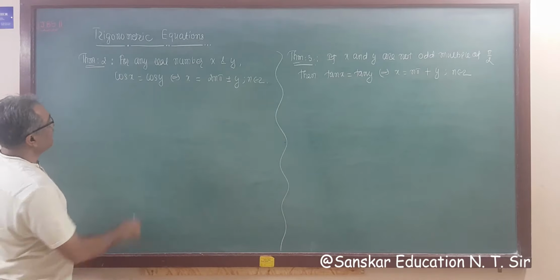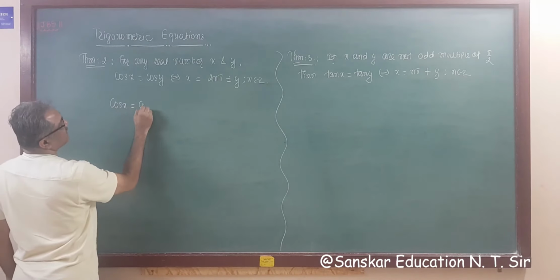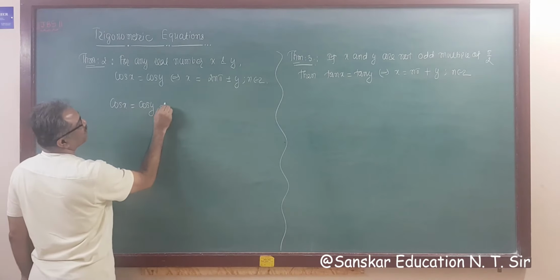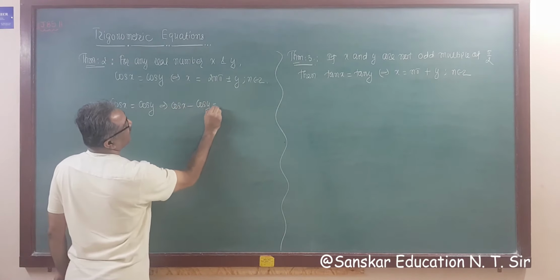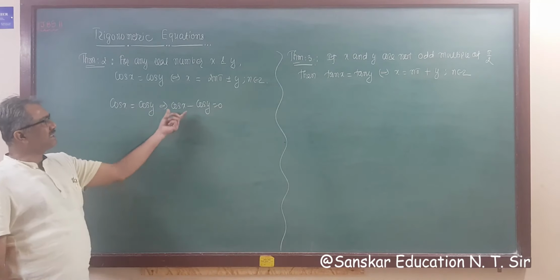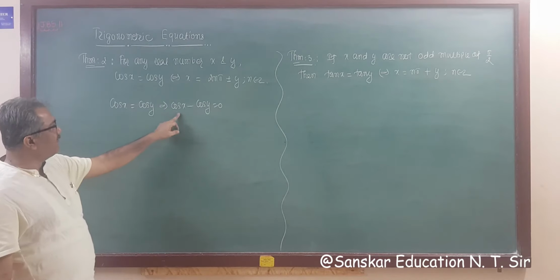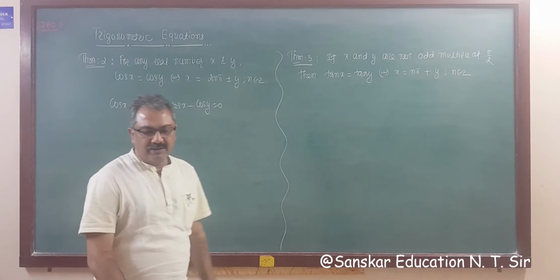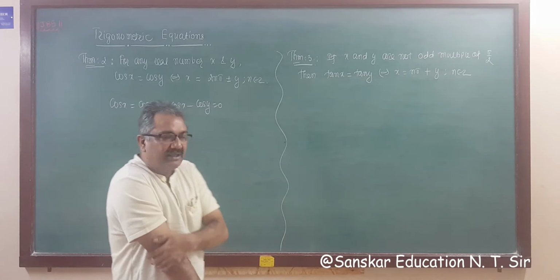So for this it is given cos x minus cos y is it. So cos x is equal to cos y. So this implies cos x minus cos y is equal to 0. So this is the cos C minus cos D formula, right? So cos C minus cos D, that is a formula that you know, it is minus 2 sine into sine, right?